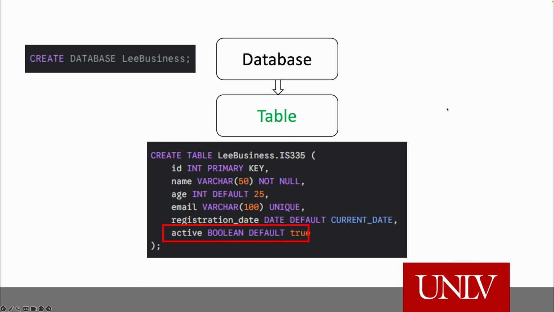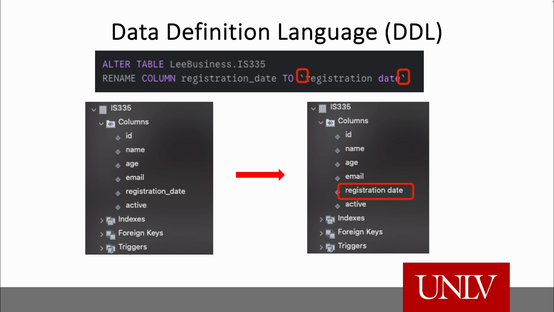Okay, so in addition to creating tables, we can also use the alter table statement to change the structure of an existing table without deleting or recreating it. As your data needs change, the data structure might need to evolve too. So the alter statement helps you keep your database flexible and up to date. For example, if you want to rename a column from registration date to registration_date in a table, you can use the following statement to rename it.